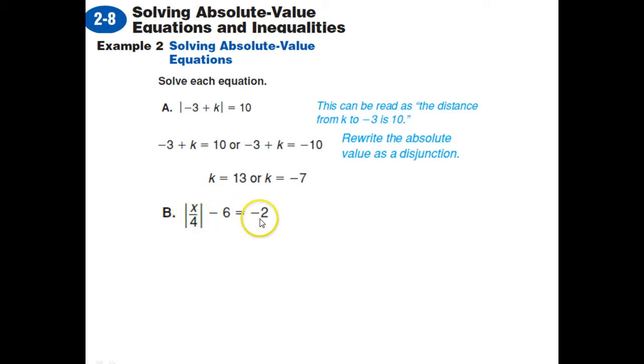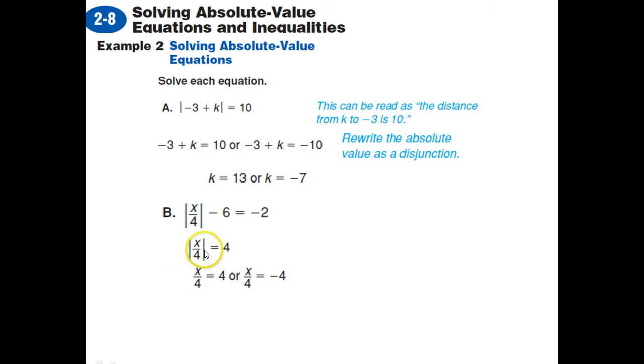How do you get this by itself? You're going to add 6 to both sides. Adding 6 to both sides gives us x over 4, all inside the absolute value, equals 4. Now that we have it isolated, all by itself, we can follow this step up here. We're going to set x over 4 equal to positive 4, or x over 4 equal to negative 4.